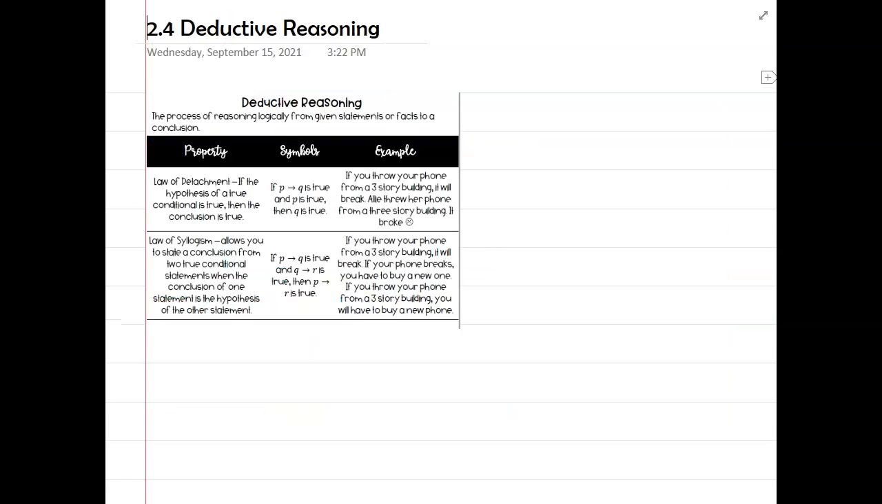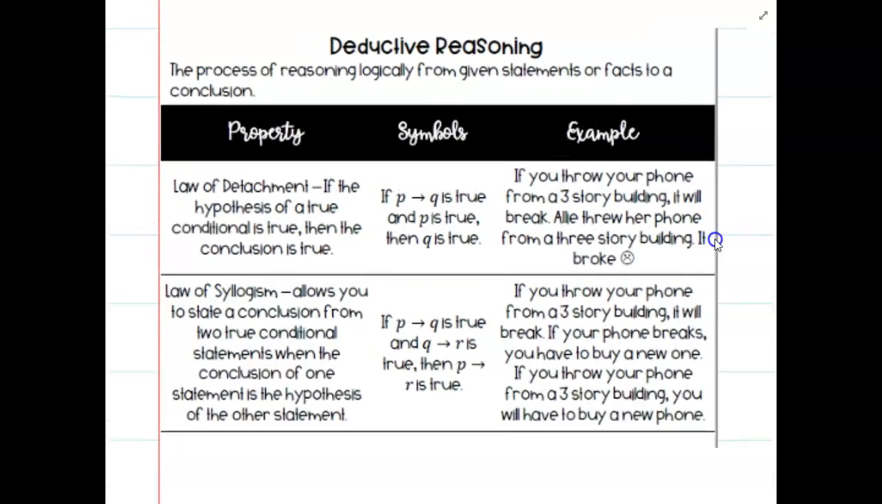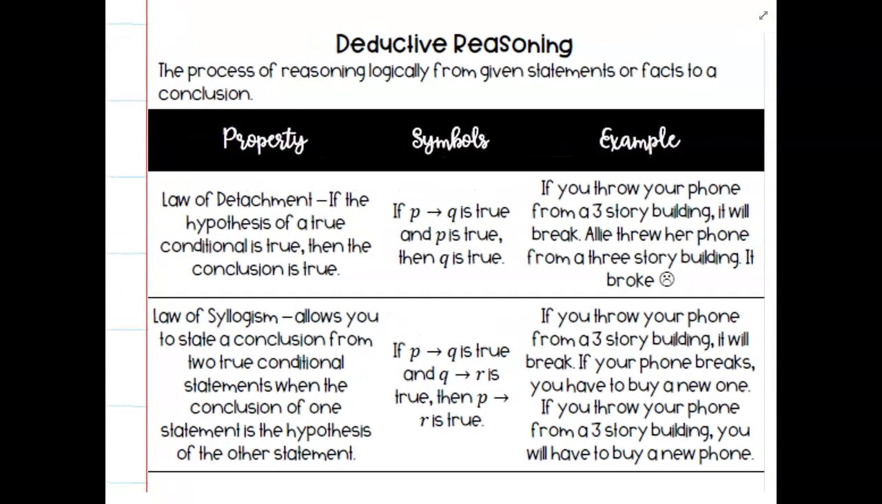Okay, so today we're going to talk about what's called deductive reasoning, okay? And it's just a way of reasoning logically from given statements or facts to help you get to a conclusion. So it's basically, here's all your information. How can you use this information to come to a conclusion?